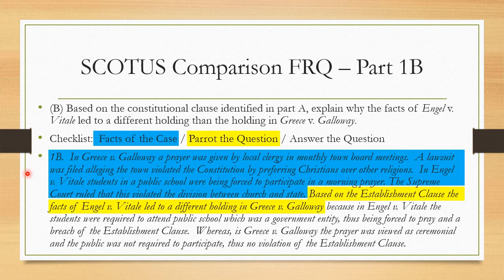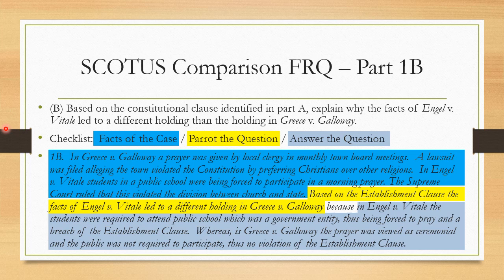Parrot the question. Based on the Establishment Clause, the facts of Engel-Vitale led to a different holding in Greece-Galloway because, right, now we answer the question. Because in Engel-Vitale, the students were required to attend public school, which was a government entity, thus being forced to pray and a breach of the Establishment Clause. Whereas in Greece-Galloway, the prayer was viewed as ceremonial and the public was not required to participate, thus no violation of the Establishment Clause. I made sure I answered the question.